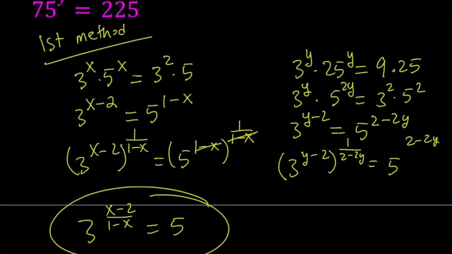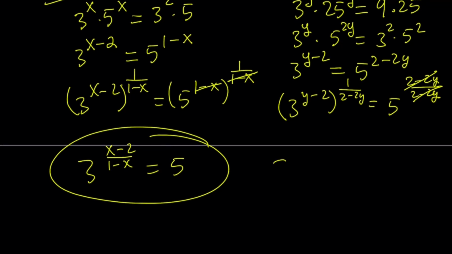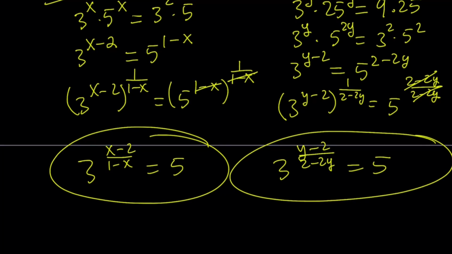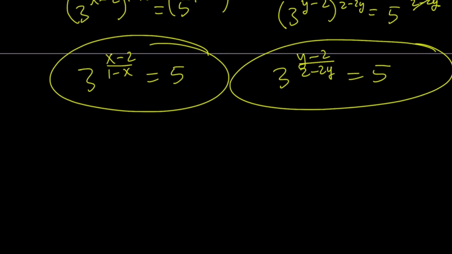And I know some folks are going to be like, why are you showing every single step? Because I want to make it understandable. I don't want to skip steps so people are not left in the dark. So from here, 3 to the power (y minus 2) over (2 minus 2y) equals 5. Awesome. We got the 5 twice. That's cool. So now we can set these equal to each other. And remember, I want to write the y first because I'm solving for y. And I hope you know why.